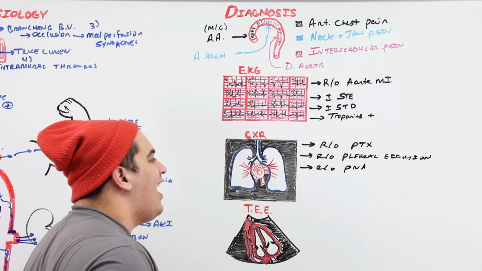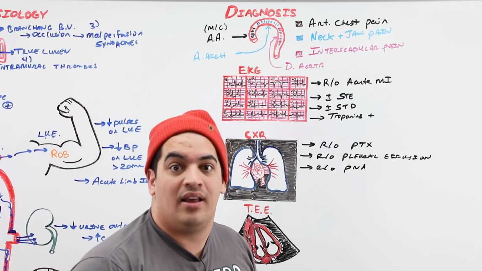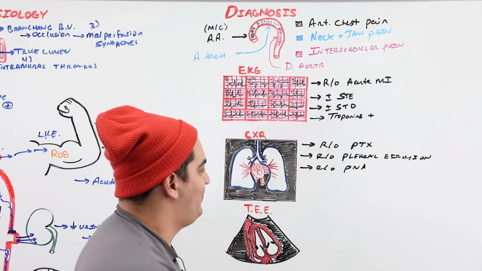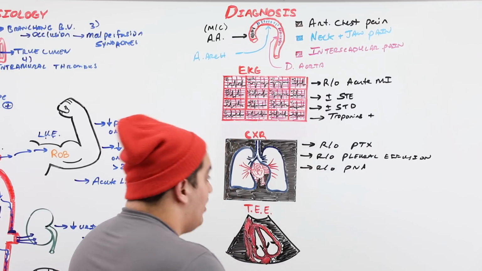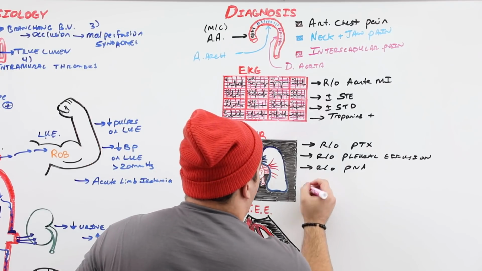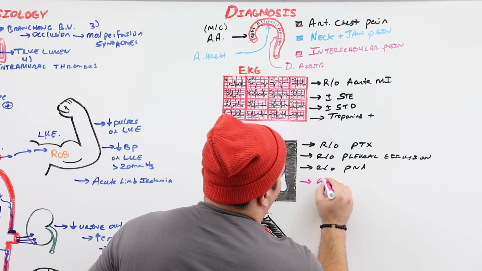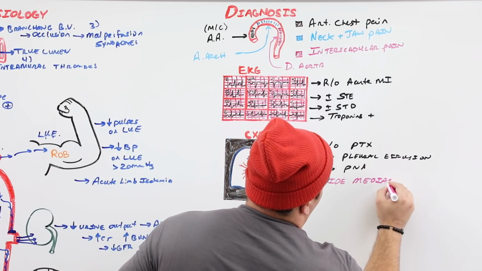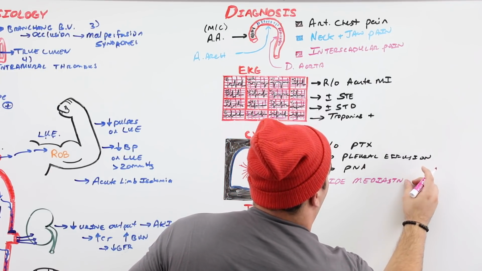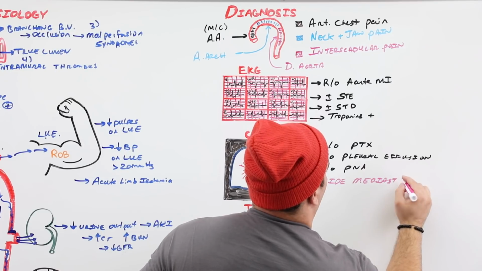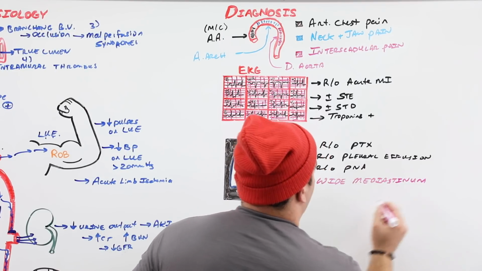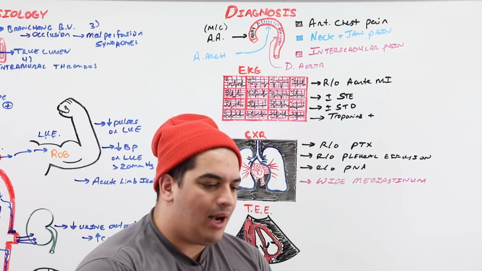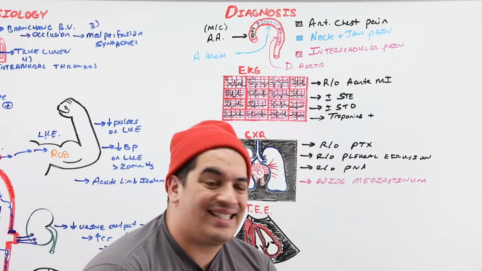But what could it tell us that maybe helps us think about aortic dissection? This is high yield. Let's make it pink to make it pop, right? So this is a wide mediastinum. So there's a widening of the mediastinum. Now, how wide does that sucker have to be? It's got to be about greater than 8 centimeters.